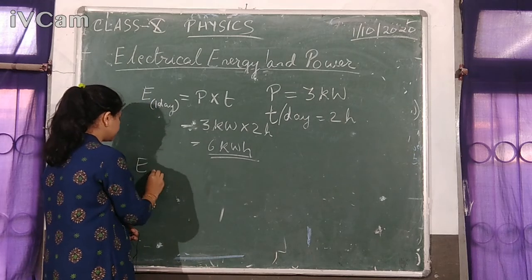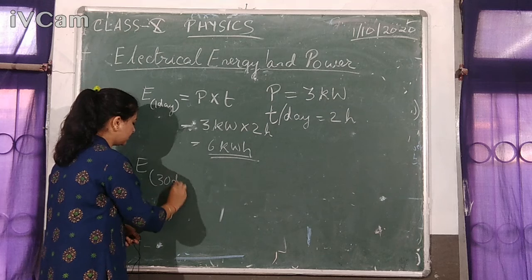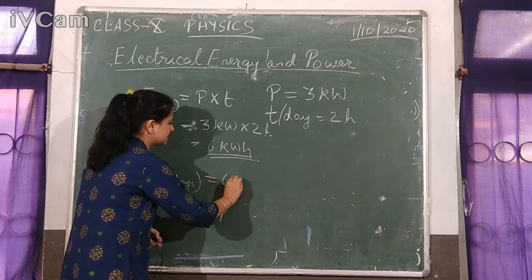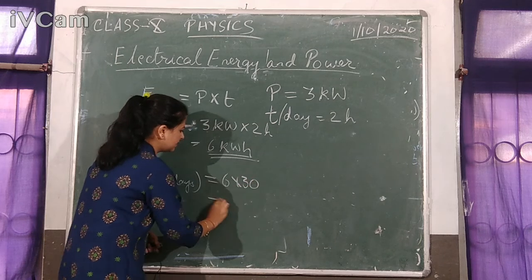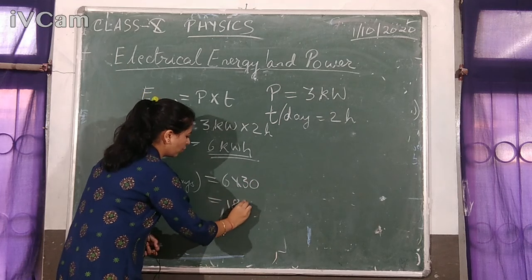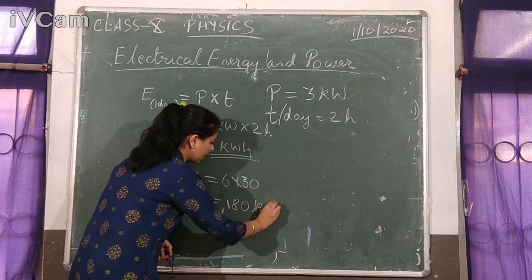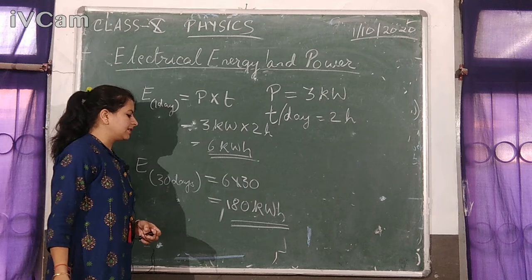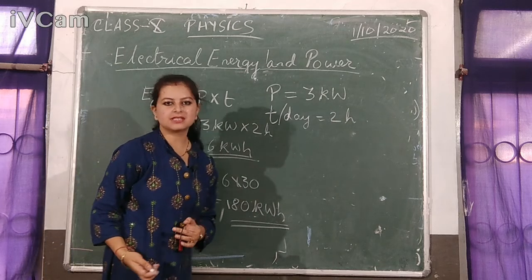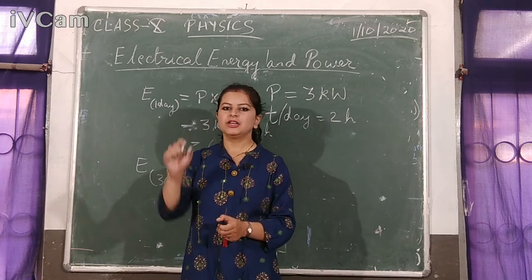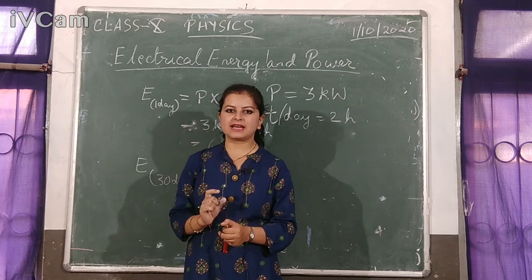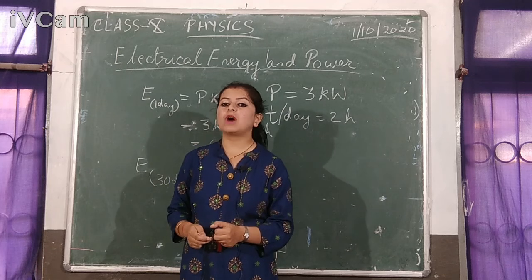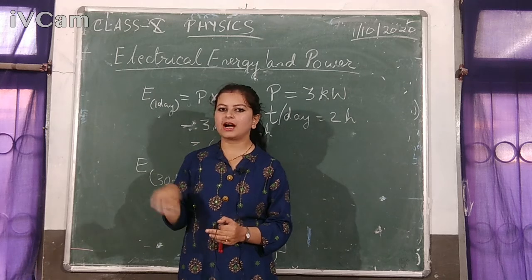Suppose the electrical energy consumed for 30 days has to be calculated. Then you just have to multiply this 6 by 30. It is 180 kilowatt hour. Now, 180 kilowatt hour is nothing but 180 units of electrical energy. You see the units written on the meters, right? It rolls up after you consume 1 kilowatt hour for the entire household circuit.